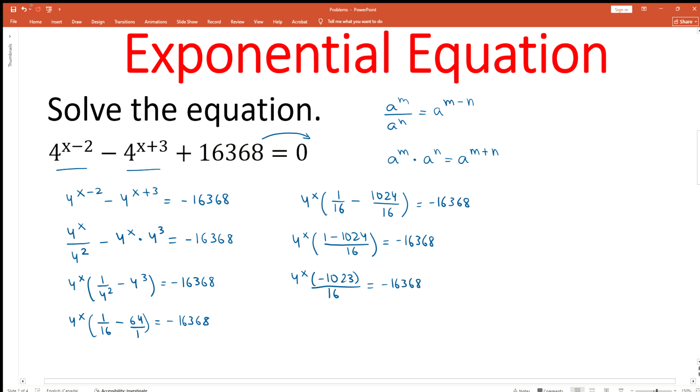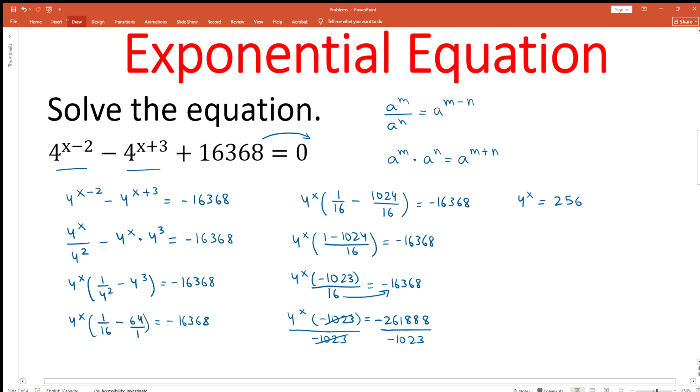Next, we can cross multiply 16 to the right side of the equation. I get negative 261,888. Next, we can divide both sides by negative 1023. Negative 1023 on the left side cancel each other out. Negative 261888 divided by negative 1023 is equal to 256.